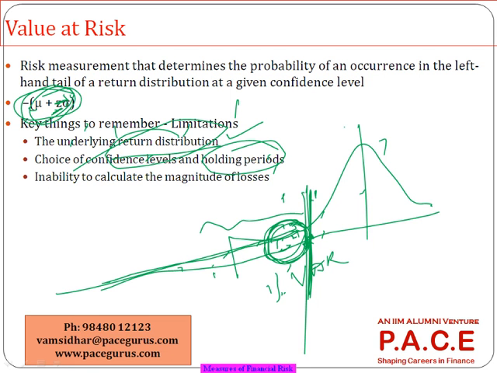So there is only a 1% chance that your loss will be more than this particular amount, but it will not say how much that loss is. That is one of the major limitations that existed with value at risk, which we have discussed even in our earlier session also.